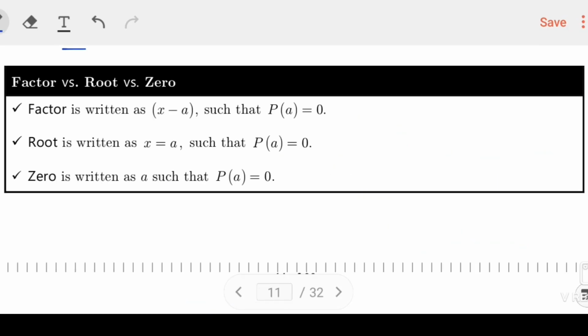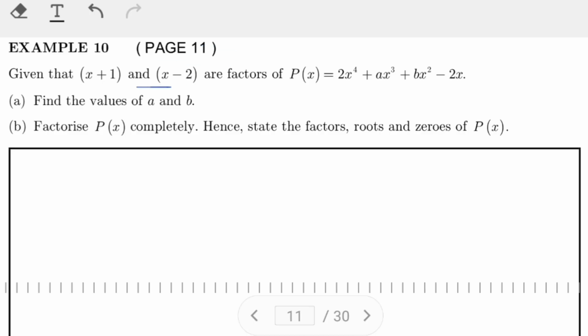Next, we have to know the difference between factor, root, and zero. A factor is written as x minus a, such that if we substitute a into the polynomial, we will get a 0 remainder. A root is written as x equals a, such that if we substitute a into the polynomial, we get a 0 remainder. And lastly, a zero is written as just a, such that if we substitute a into the polynomial, we will get a 0 remainder. Example 10 on page 11.